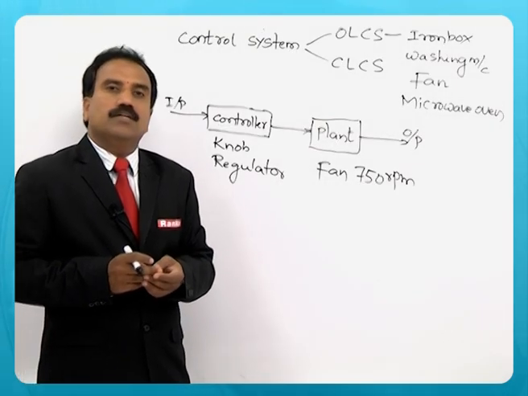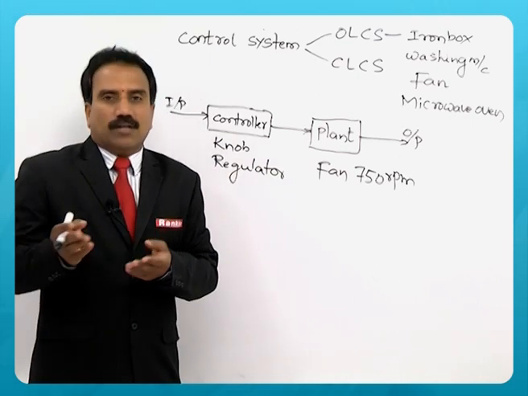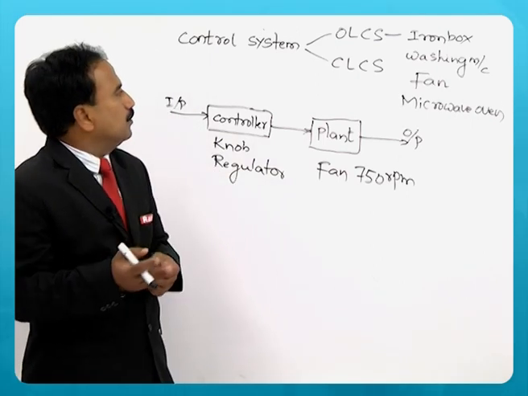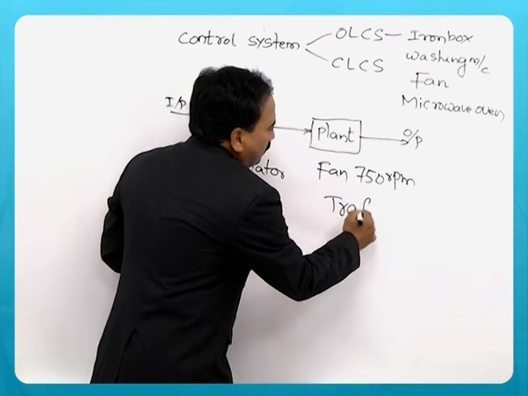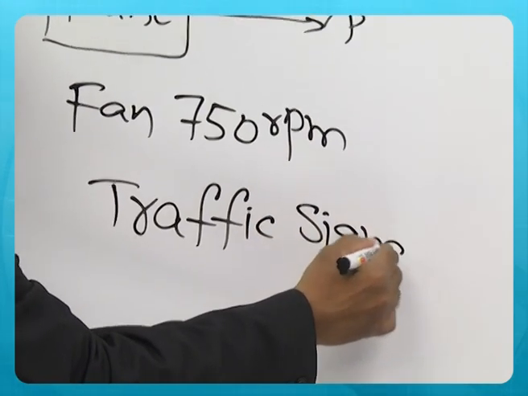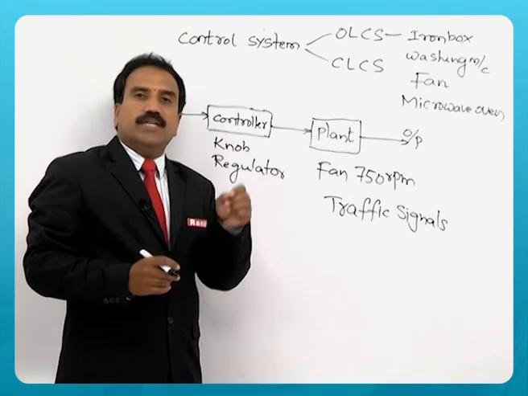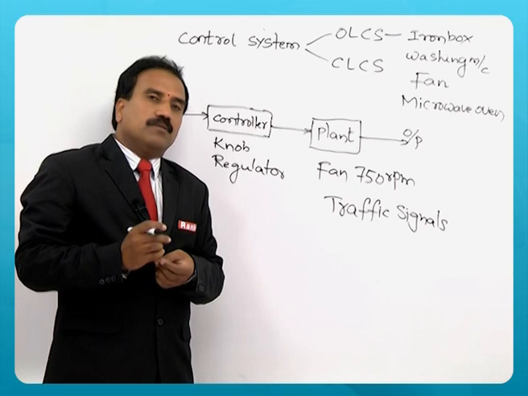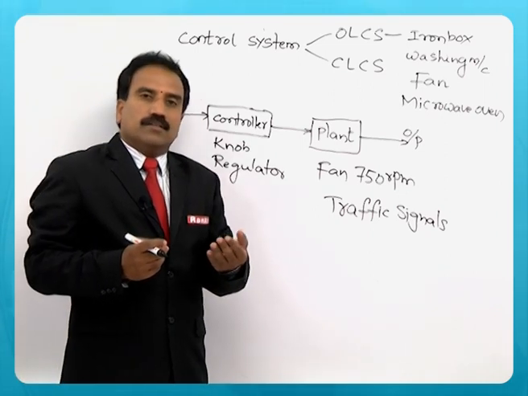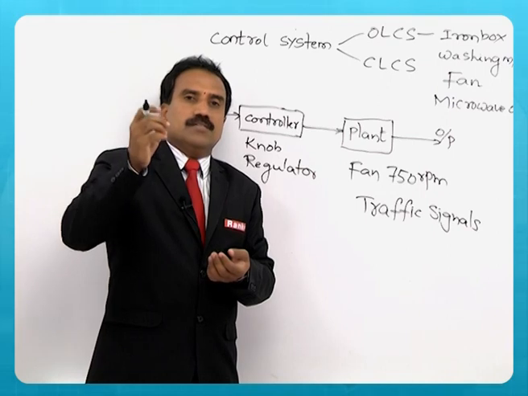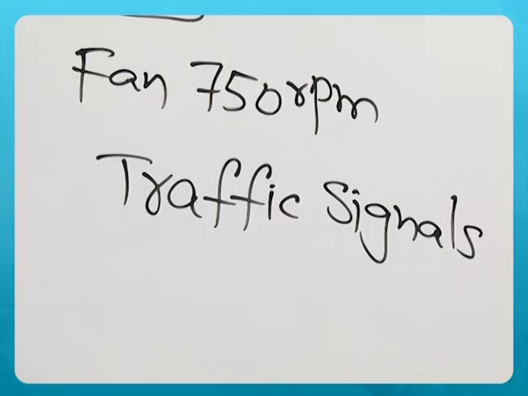When you are expected to have accurate output, open loop control systems cannot perform that operation. So, we need to go to the closed loop control system. As a matter of fact, traffic signals are also open loop control systems, in the sense that these traffic signals operate based on a timer, not based on traffic density. Whether traffic is there or not, heavy or low, the signals will not bother. They just operate based on the timer.